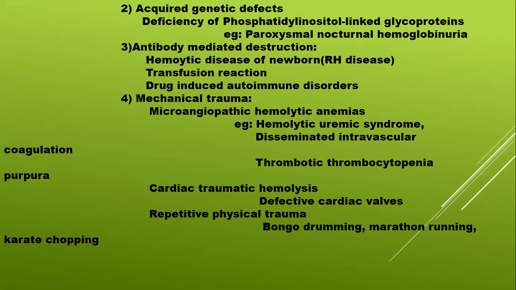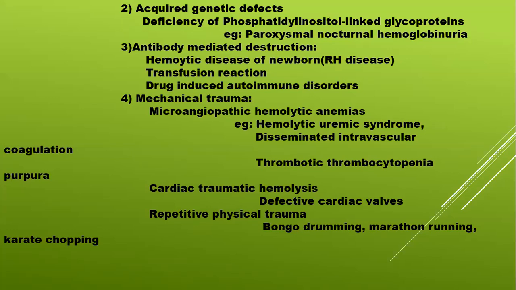Another thing here is acquired genetic defects. Deficiency of phosphatidylinositol-linked glycoproteins. Example is paroxysmal nocturnal hemoglobinuria. Third thing is antibody-mediated destruction of red cells. Hemolytic disease of newborn, RH disease, transfusion reaction, which is also antibody-mediated, and drug-induced autoimmune disorders. Fourth one is the mechanical trauma to the RBCs.